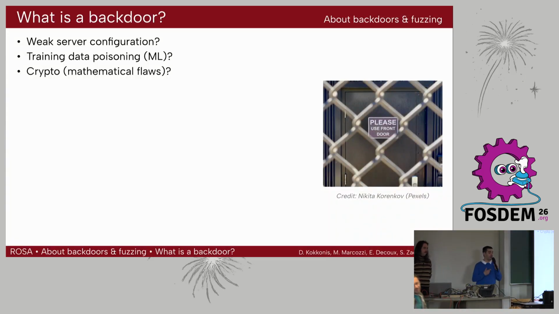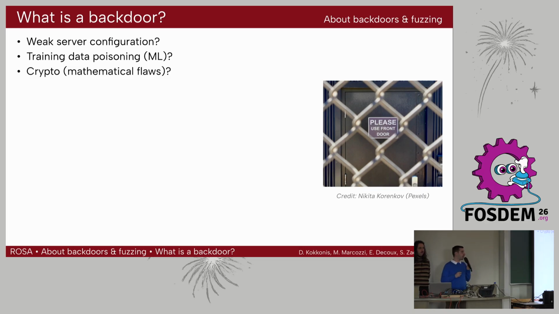So what is a backdoor? When we started this work, we had a simple definition of it. But as we started digging, we realized that people could mean really a lot of different things, because there can be backdoors in many parts of IT systems. For example, it can be a server which has been weakly configured on purpose, so that people who are aware of that can use it to get access to the server. It can be a machine learning model used to authenticate people, where some people have poisoned the training data so that they will always be authenticated. And yes, it can happen.